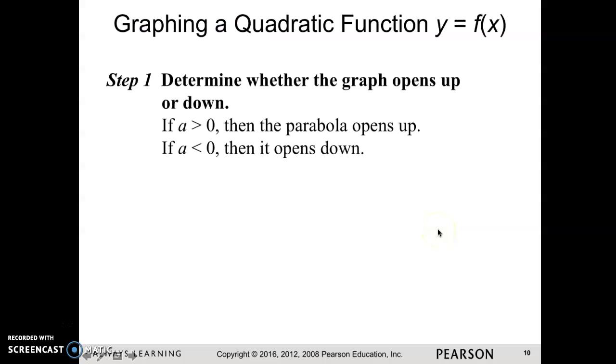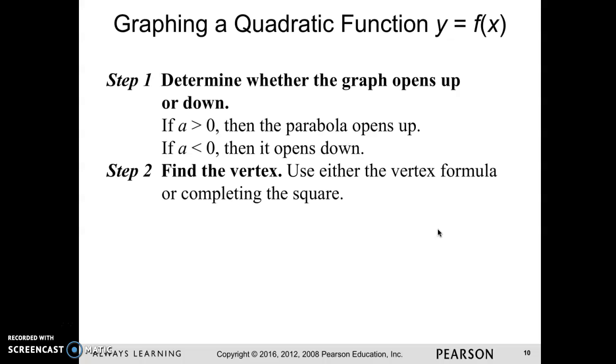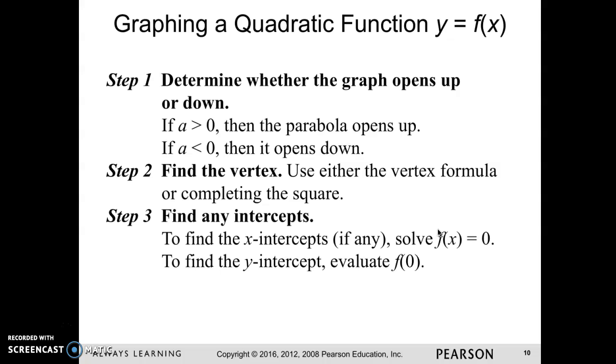How do we graph a quadratic function? You're going to determine, first of all, whether it opens up or down. If a is positive, remember, the parabola opens up. If a is negative, then it opens down. Then you're going to find the vertex. You could use the vertex formula or completing the square. These are two methods. It's a lot easier to use the vertex formula most of the time.